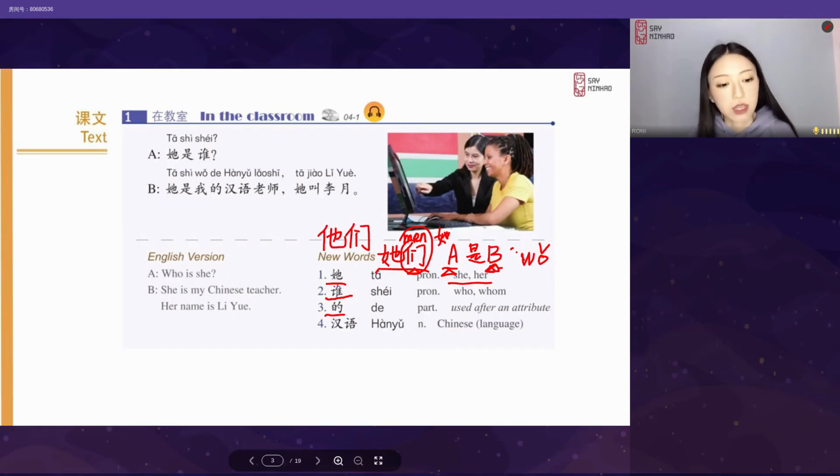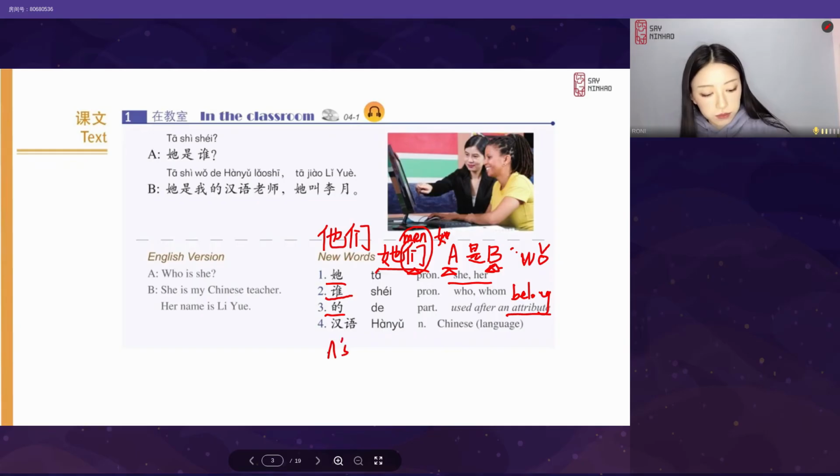It is used after an attribute, which means something belongs to something or someone belongs to someone. For example, when you want to say A's B, then in Chinese it is A 的 B. So 的 is just the same as English 's.